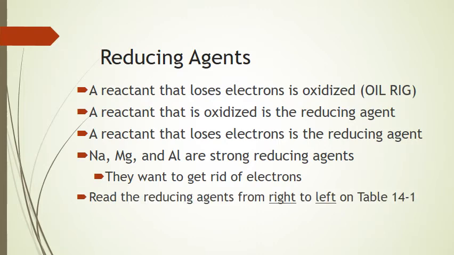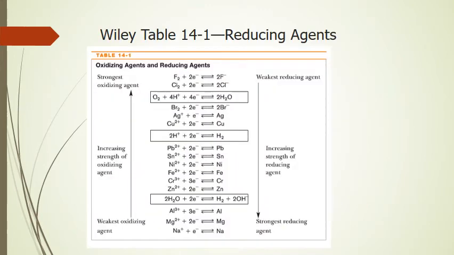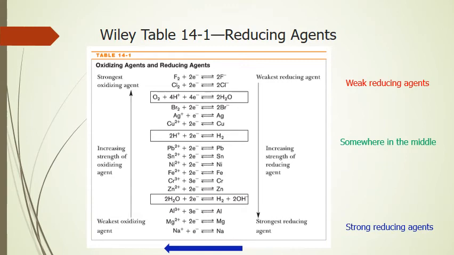We read reducing agents from right to left on table 14-1. The strong reducing agents, sodium, magnesium, aluminum, they want to get rid of electrons. Weak reducing agents like F- and Cl-, they have full outer shells. They do not want to get rid of any electrons. The other elements are somewhere in the middle.